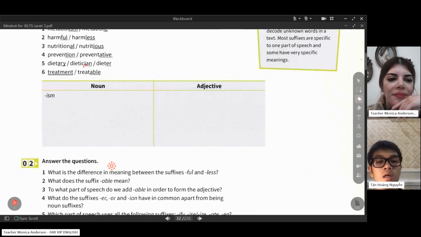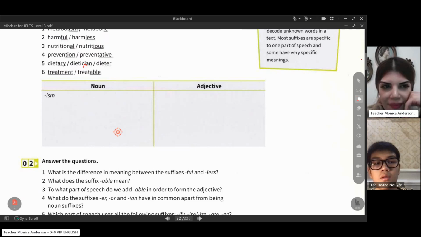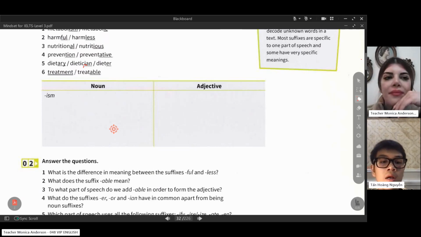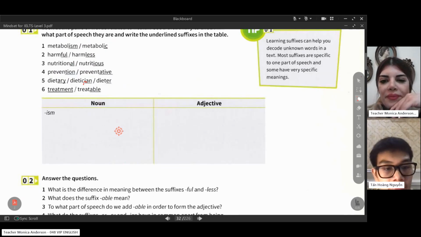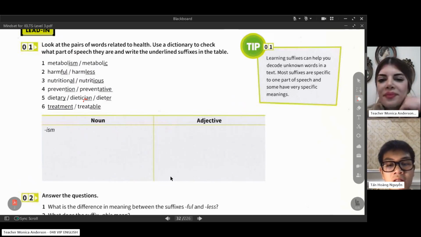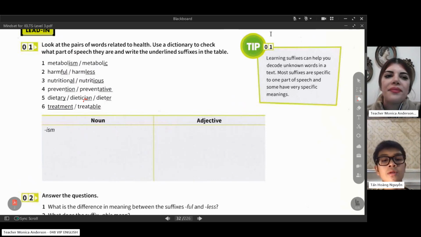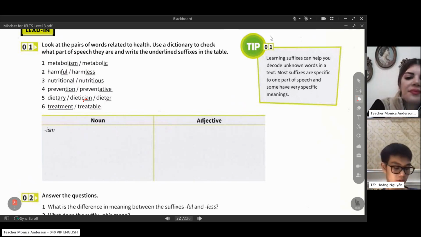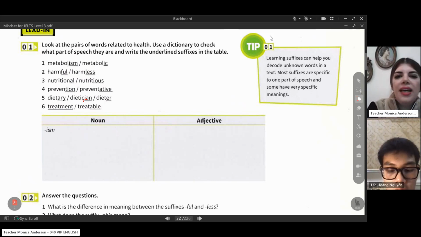Metabolic is an adjective. Harmful and harmless, adjectives. Nutritional, nutritious, adjectives. Prevention, preventative. Oh no, prevention is a noun, preventative is an adjective. Dietary, adjective. Dietitian, dieter are nouns. Treatment is a noun. Treatable is an adjective. Of course, very good.